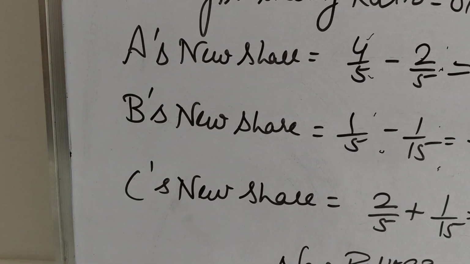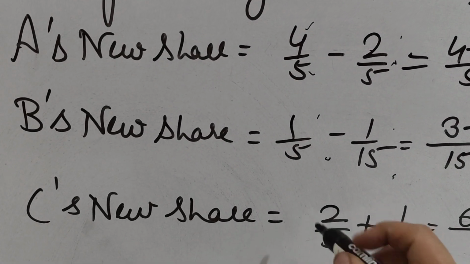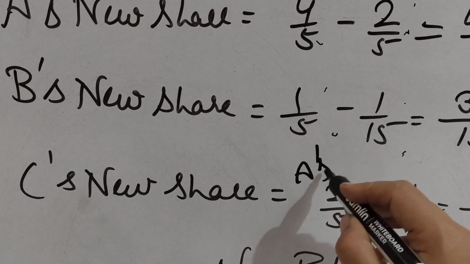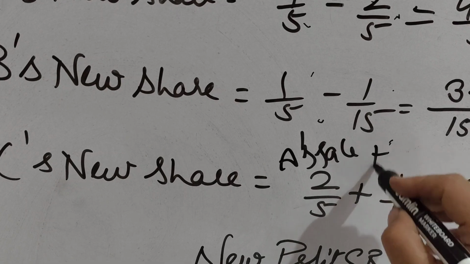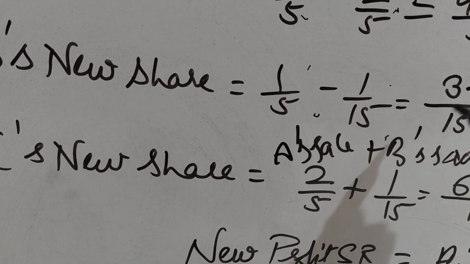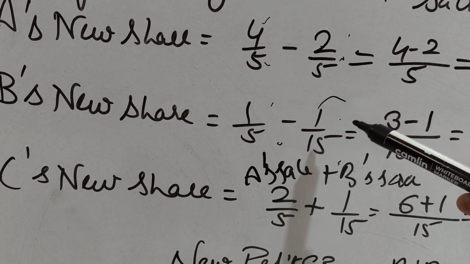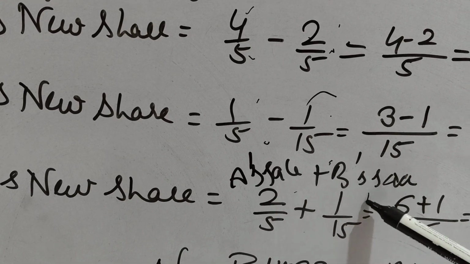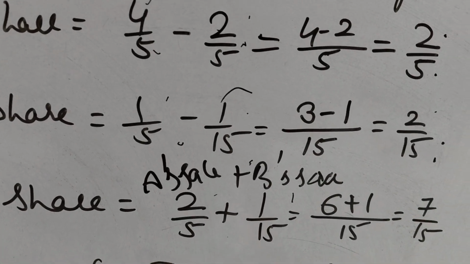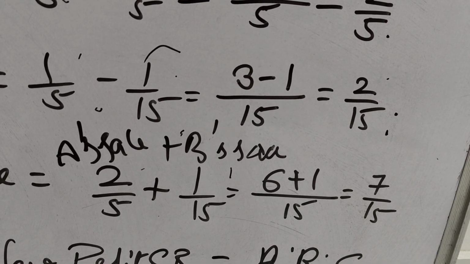But what about C's new share? On C's new share the question was silent. So we took A's sacrifice plus B's sacrifice. A's sacrifice was 2 by 5 and B's sacrifice was 1 by 15. We added them both: 2 by 5 plus 1 by 15, and we got 7 by 15.